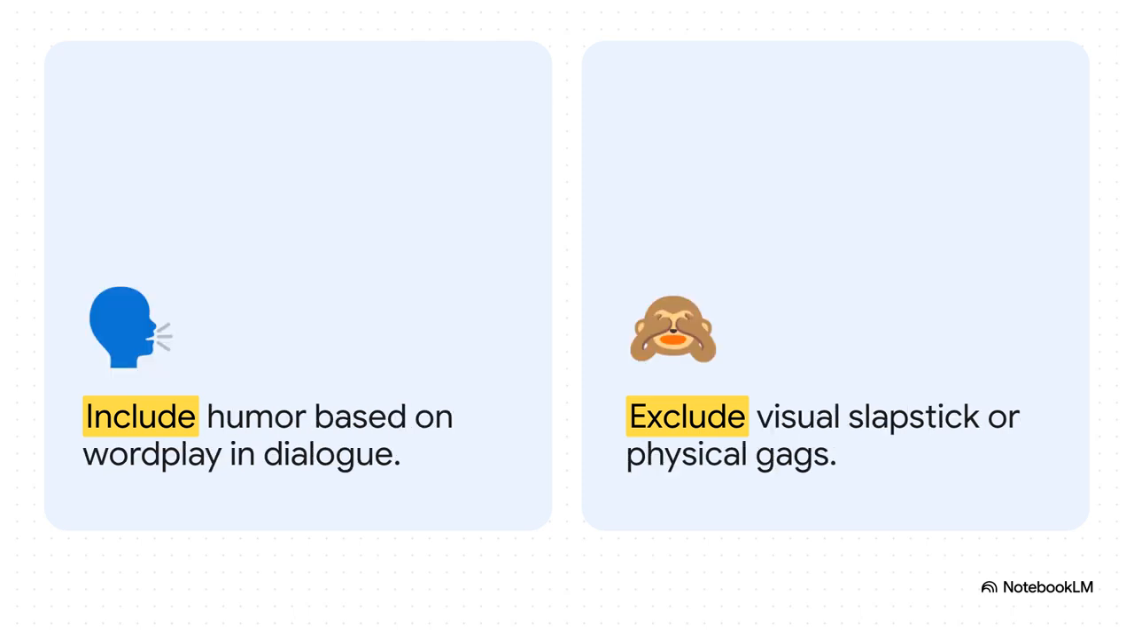Let's try another one. Imagine you're doing subtitling research on humor. Your inclusion criteria would be humor based specifically on wordplay or puns in the dialogue. Your exclusion criteria? Visual, slapstick humor, or physical gags. Why? Well, because even if a visual, physical gag is absolutely hilarious, if it doesn't actually rely on language translation, it does not belong in your dataset. You've got to exclude it to keep your linguistic research completely valid.